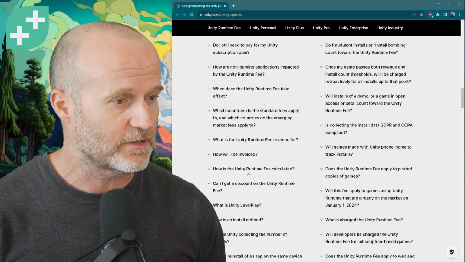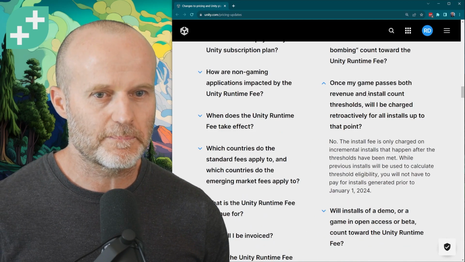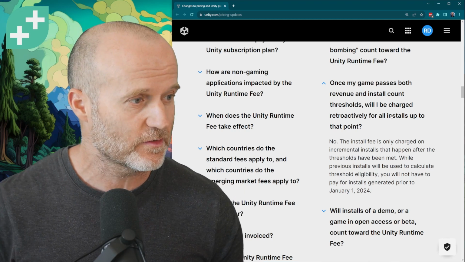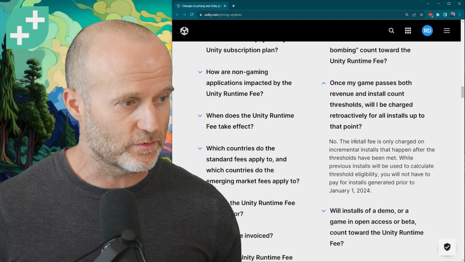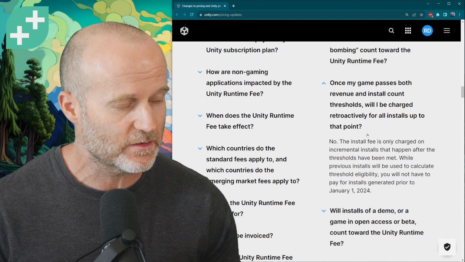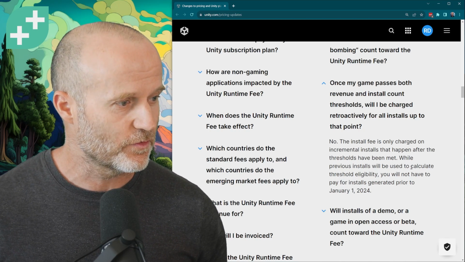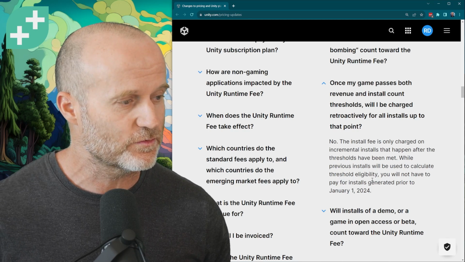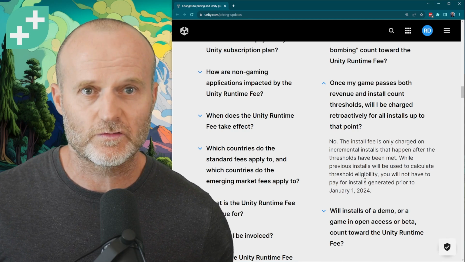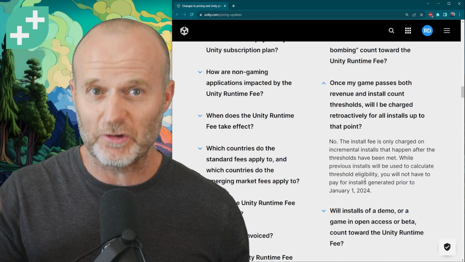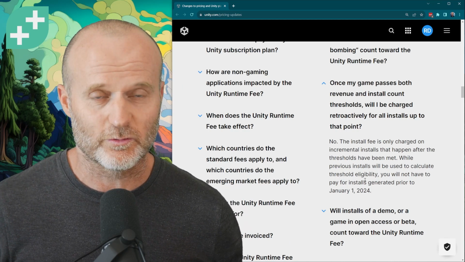And they've clarified on here, once my game passes both revenue and install count thresholds, will I be charged retroactively in the past for installs up to this point? No, the install fee is only charged on incremental installs that happen after the thresholds have been met. And it starts, so you will not have to pay for installs generated prior to January 1, 2024. This for me is a good clarification that should have come out earlier, to be honest. A lot of people would have been a lot more relaxed about it.